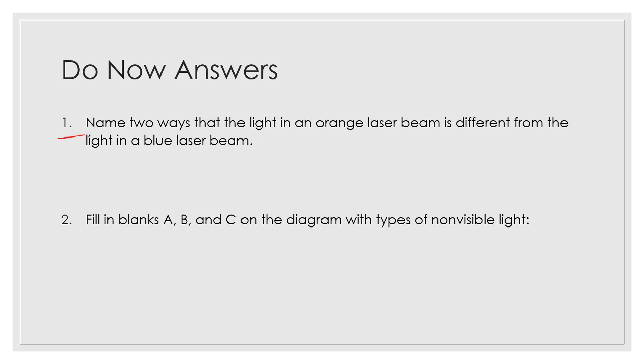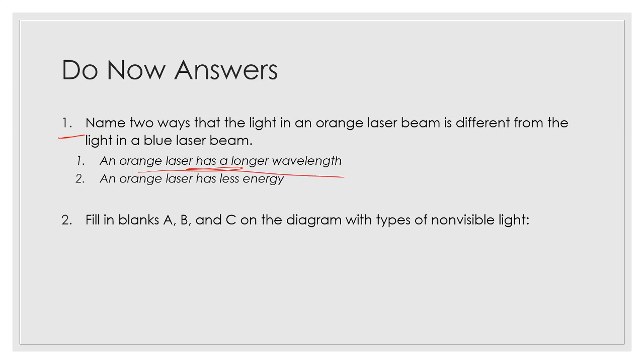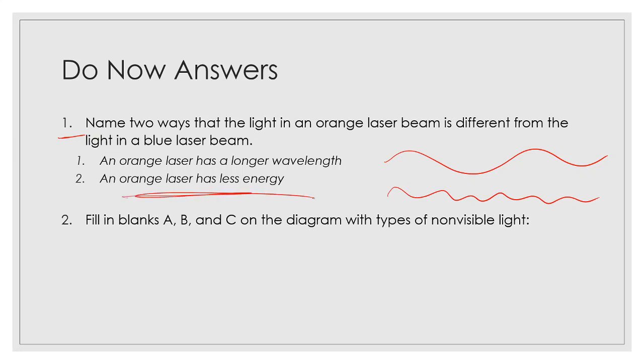Question 1. Name 2 ways that light in an orange laser beam is different from the light in a blue laser beam. There's 2 main ones that should come to mind. First of all, an orange laser will have a longer wavelength than a blue laser. It's because the difference between different colors of light is their wavelength. So the orange light is more stretched out like that, whereas the blue light is more bunched together like that. Second of all, an orange laser has less energy. That's because the longer your wavelength is, the less energy you have. So more energy in the blue laser, less energy in the orange. That should have been your number 1 and 2. Those are the 2 key differences.